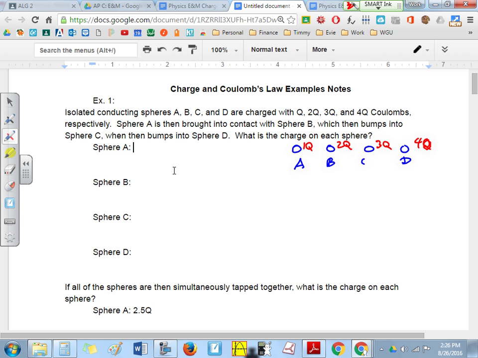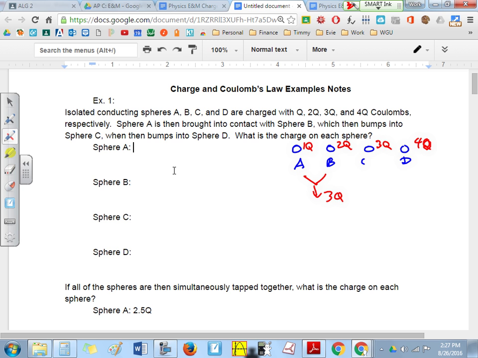All I know is the relative charges between these. So the fourth object has 4 times the charge of the first object, is the idea. Okay, so when sphere A bumps into sphere B, what happens? Because that's the first thing that happened. Well, charged sphere B is going to have more charge than charged sphere A. But when they come together, there's a total of 3Q charge there. So what do you think is going to happen?